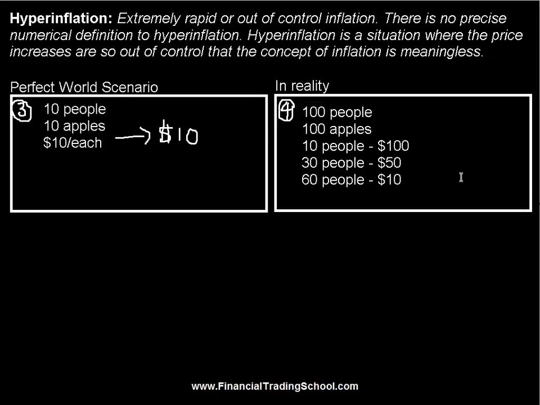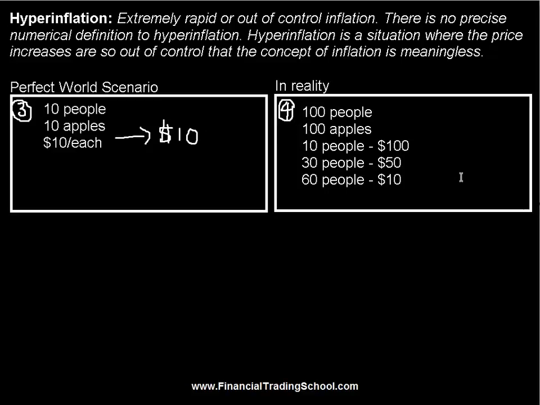Basically what happens is, in this case, it's no longer equal. The apples will not be equally distributed between everybody. The 10 people at the top, the rich people, will bid up the prices and get as many apples as they can, because they have enough money to do so, and they know the general market price will probably be, say, $50.